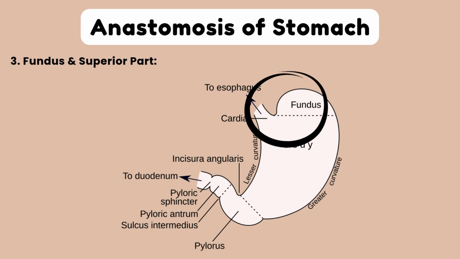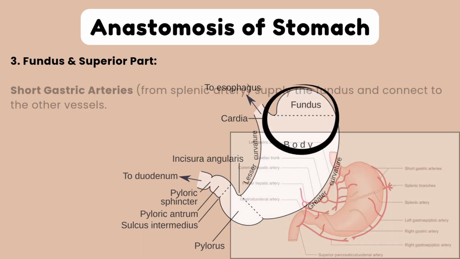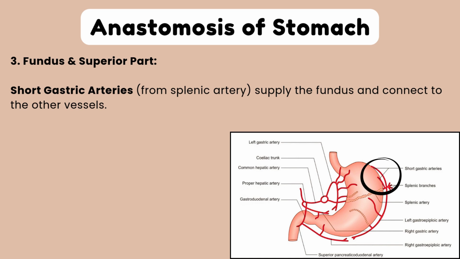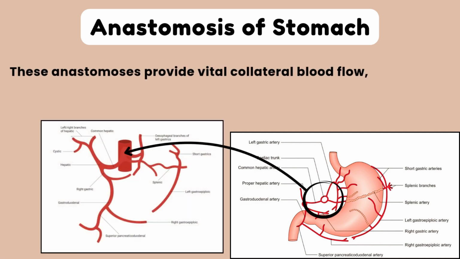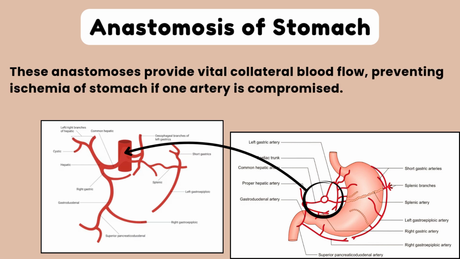Fundus and superior part of stomach consists of short gastric arteries from splenic artery supply the fundus and connect to the other vessels. These anastomoses provide vital collateral blood flow, preventing ischemia of stomach if one artery is compromised.